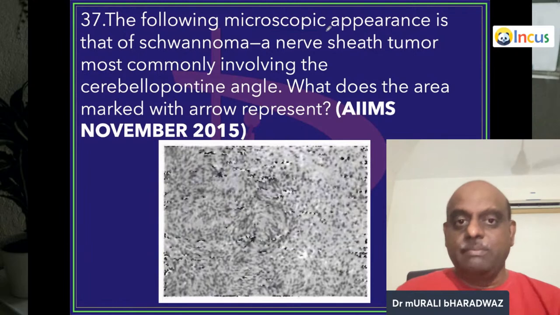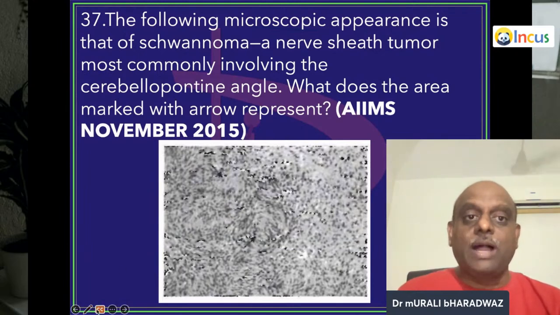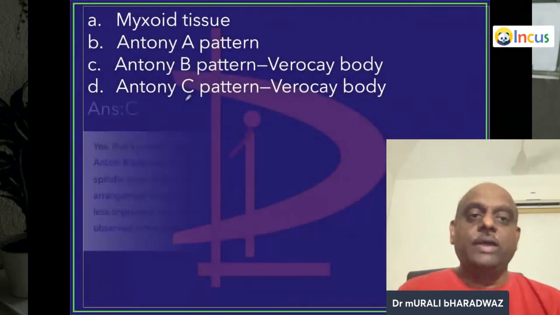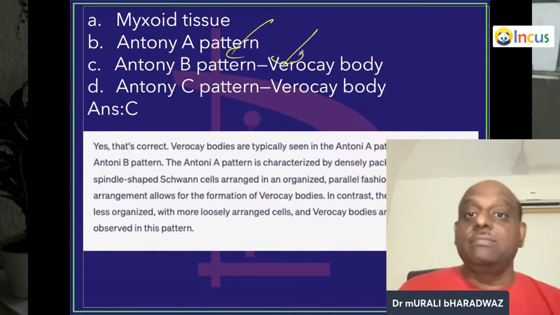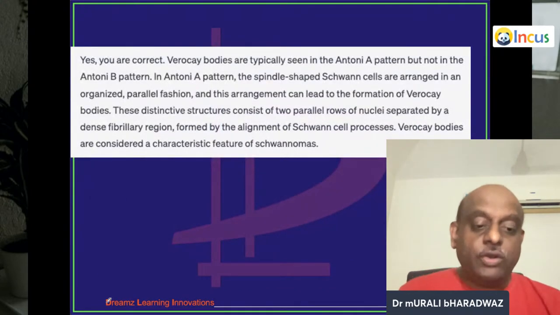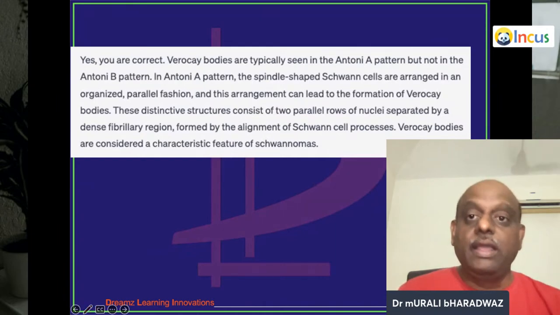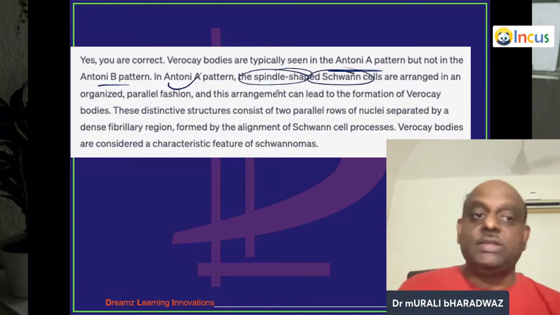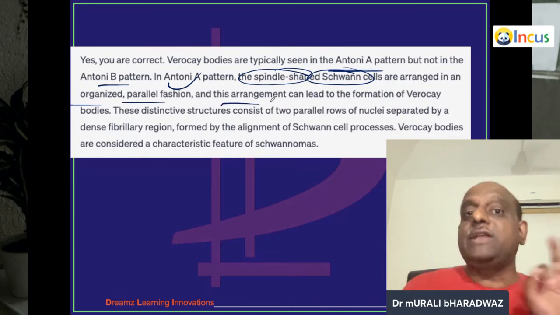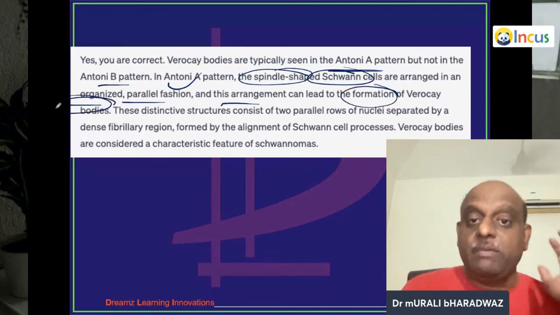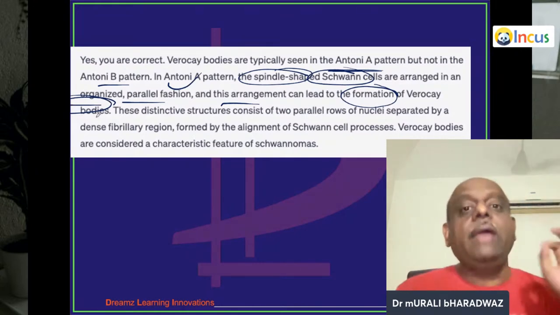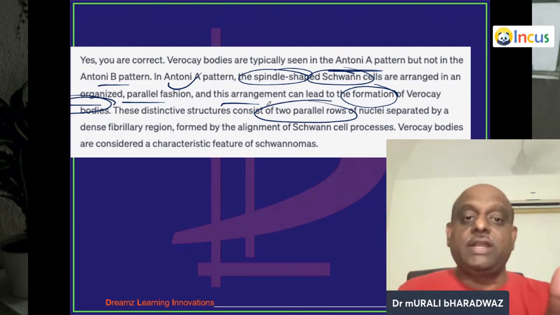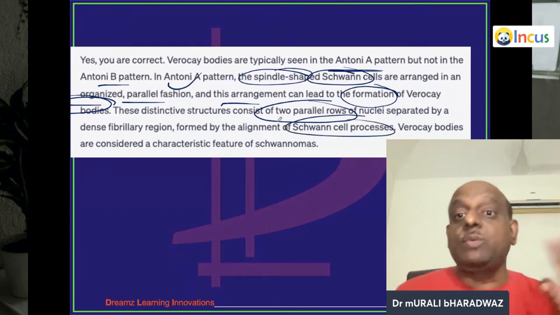So what is this microscopic appearance in schwannoma? What is this area with the arrow? It is Antoni B pattern with Verocay bodies. Verocay bodies are typically seen in Antoni A pattern, not in B pattern. A is spindle-shaped Schwann cells arranged in an organized parallel fashion, and that leads to formation of Verocay bodies. These Verocay bodies have two parallel rows of nuclei separated by a dense fibrillary region formed by the alignment of the Schwann cell processes.